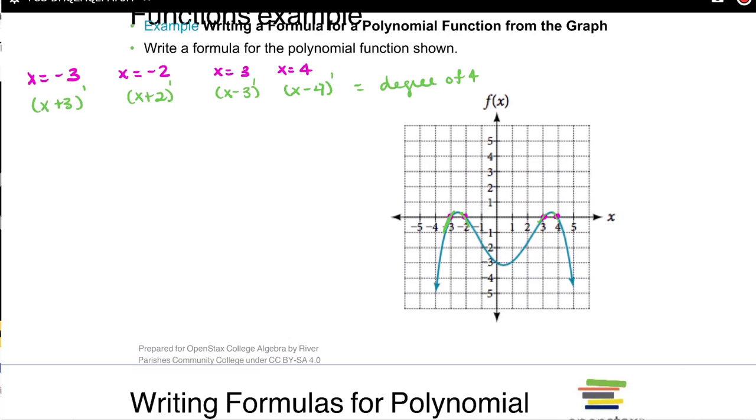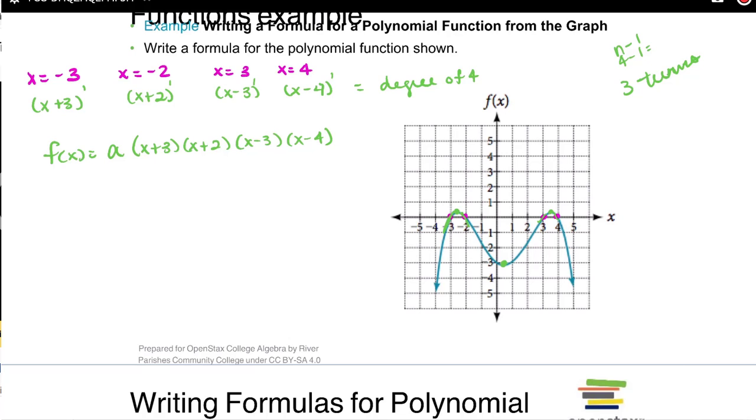There are how many turns? 1 here, a turn here, a turn here, a turn here. So 3 turns. So if there's 3 turns, and n minus 1 is the number of turns, degree is 4. 4 minus 1 equals 3. That does work. So now we have the equation f of x is equal to a times x plus 3 times x plus 2 times x minus 3 times x minus 4.